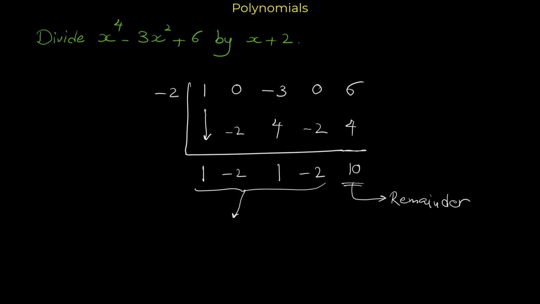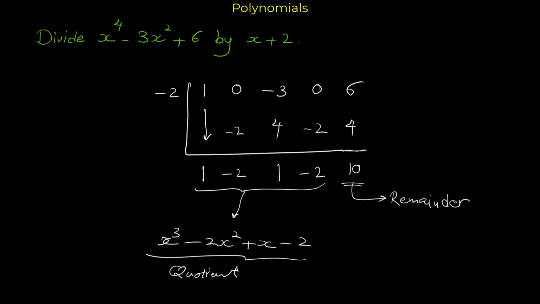From the quotient, can you tell me what is the polynomial of dividing this by this? The original polynomial is of degree 4. We divided by x, so it's 1 degree less, so the quotient is of degree 3. And these are the coefficients of the quotient. So the 1 would be the coefficient of x^3. So 1x^3, or just x^3, minus 2x^2, plus 1x, or simply x, minus 2. This is our quotient.